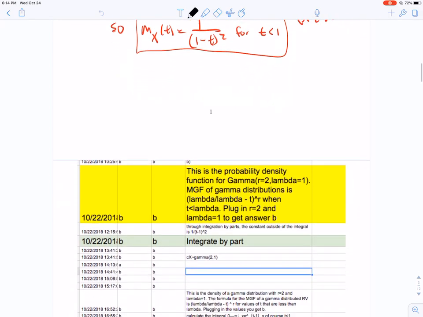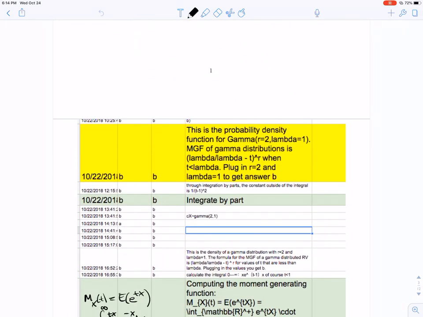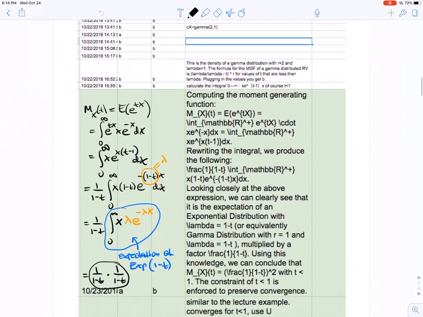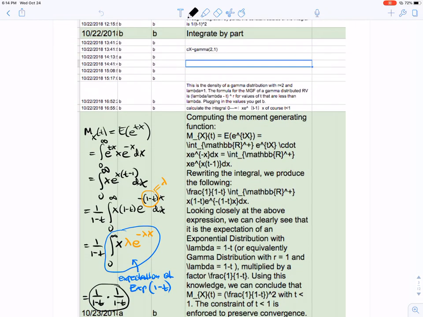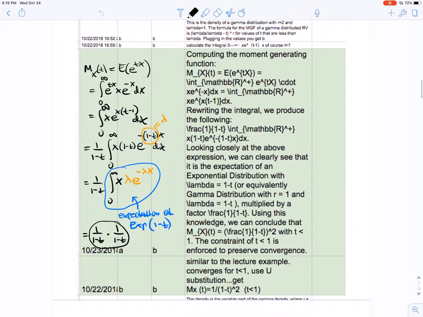Another person used integration by parts, or the substitution method was another way to do it. One person did something fancy and recognized the MGF as 1 over 1 minus t times the expectation of an exponential 1 minus t, which is 1 over 1 minus t times 1 over 1 minus t, which is the right answer. So very creative.